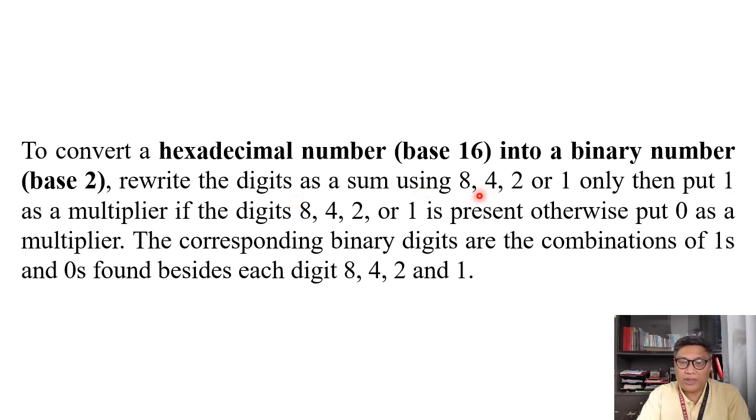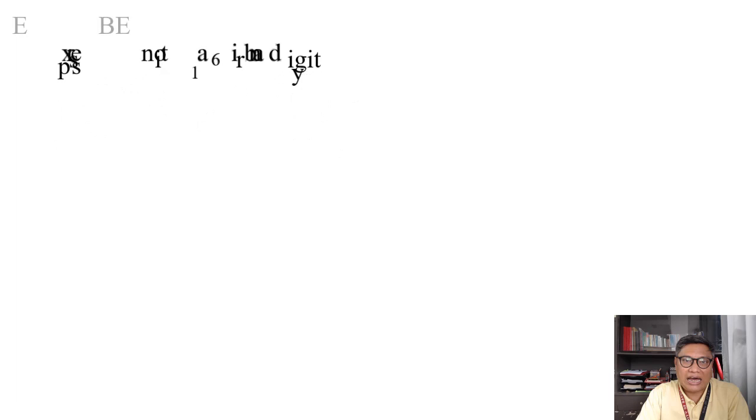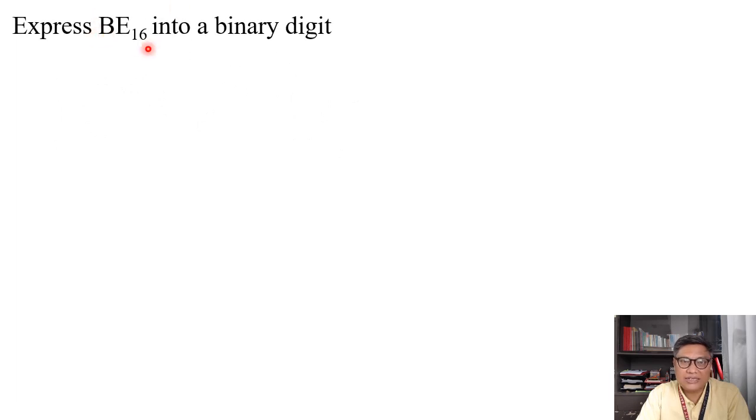So similar to base 8 or to octal, we just use the 8421 as combinations. Then we put again 1 as a multiplier if the 8421 are present. Otherwise, we put 0 as a multiplier. Then the corresponding binary digits are the combinations of your 1s and 0s that are found beside each digit which are present. Okay, so here we have BE, base 16, into a binary.